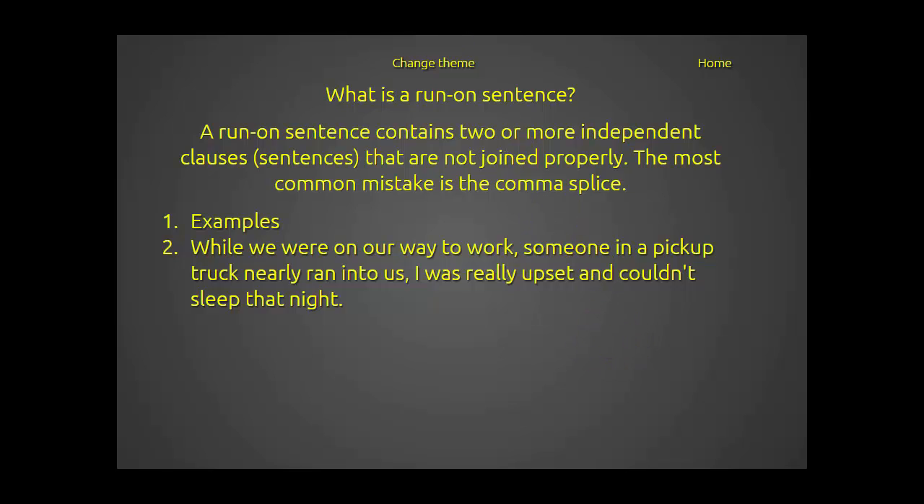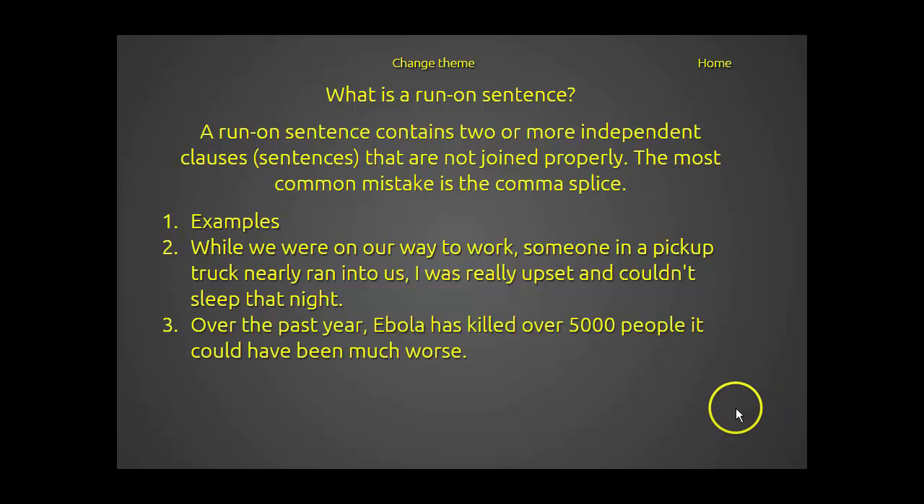So what a comma splice simply means is that the two sentences, or the two independent clauses, have been split by a comma. And the comma by itself is not a proper way to join them. Over the past year, Ebola has killed over 5,000 people. It could have been much worse. So again, this is where the first sentence ends and the second sentence begins right here. And you can see there's nothing there.